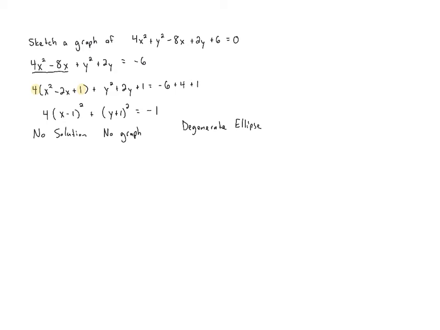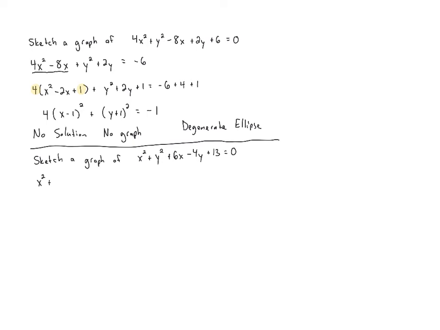So we saw one example where we had 2 lines. We've got another example now where there's no graph. Let's look at a third example to see what else can happen. Sketch a graph of x squared plus y squared plus 6x minus 4y plus 13 equals 0. We'll go through the completing the squares process here, just as we have in the other problems. We'll start by grouping the x terms together, and then the y terms.